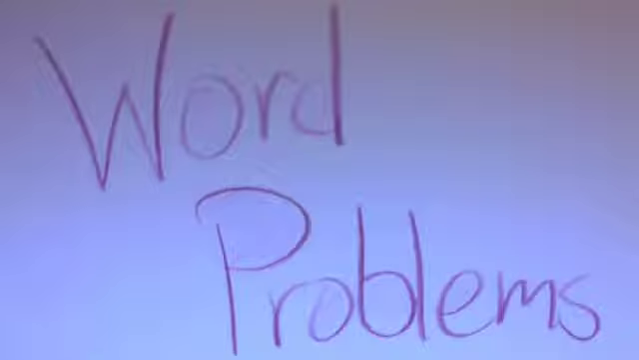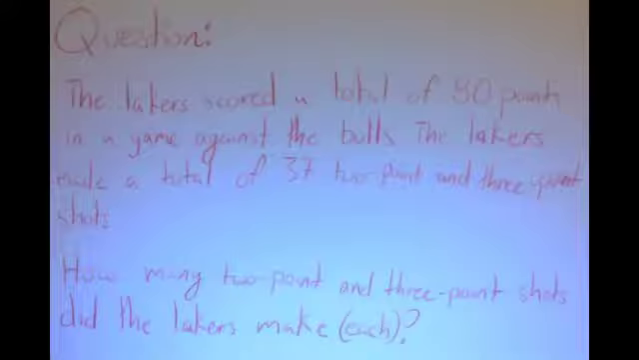Our first topic is going to be word problems. So here's the question. The Lakers scored a total of 80 points in a game against the Bulls. The Lakers made a total of 37 two-point and three-point shots. How many two-point and three-point shots did the Lakers make each?